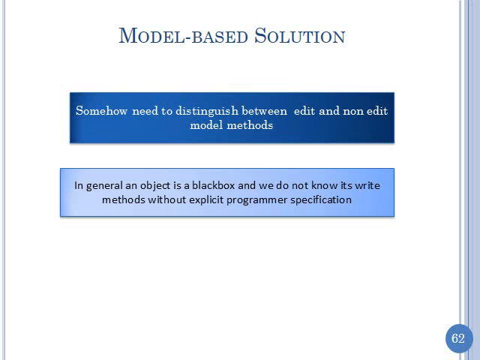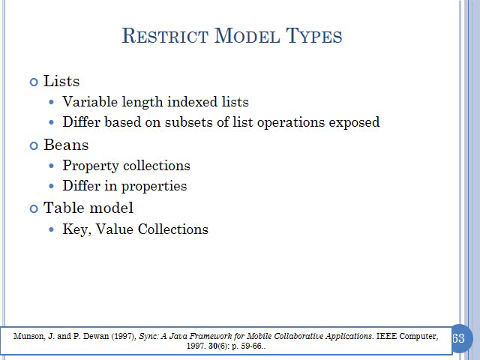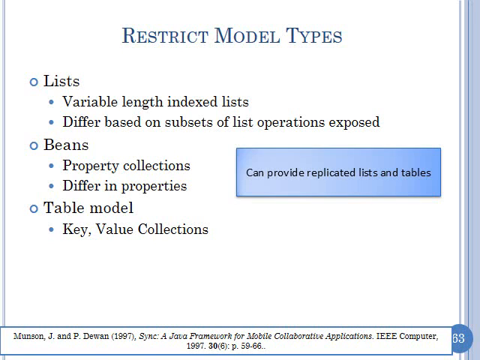And in general, an object is a black box. We do not know its write methods without explicit programmer specification. But we can restrict our model types. So what are the solutions? One is, what Nick pointed out was a more general solution than the first one I'm talking about, which lots of people have implemented, is that we say, look, what are interesting types? I mean, array list and vector, they're just so popular. Hash table, hash map, they're so popular. So why don't we go and provide replicated list, replicated table, and maybe you solved 80% of the problem, okay?